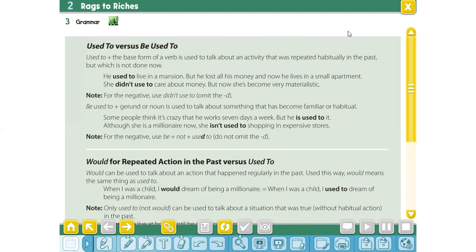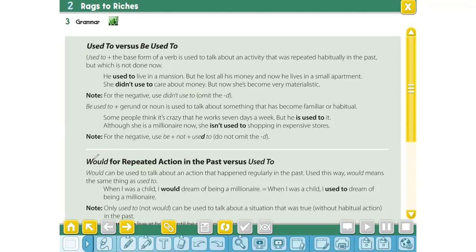Today, inshallah, we will continue Unit 2, Rags to Riches. Lesson 3, Grammar. Today, we will differentiate between used to and be used to. We also use would, and at the end, we use was or were going to, future in the past.